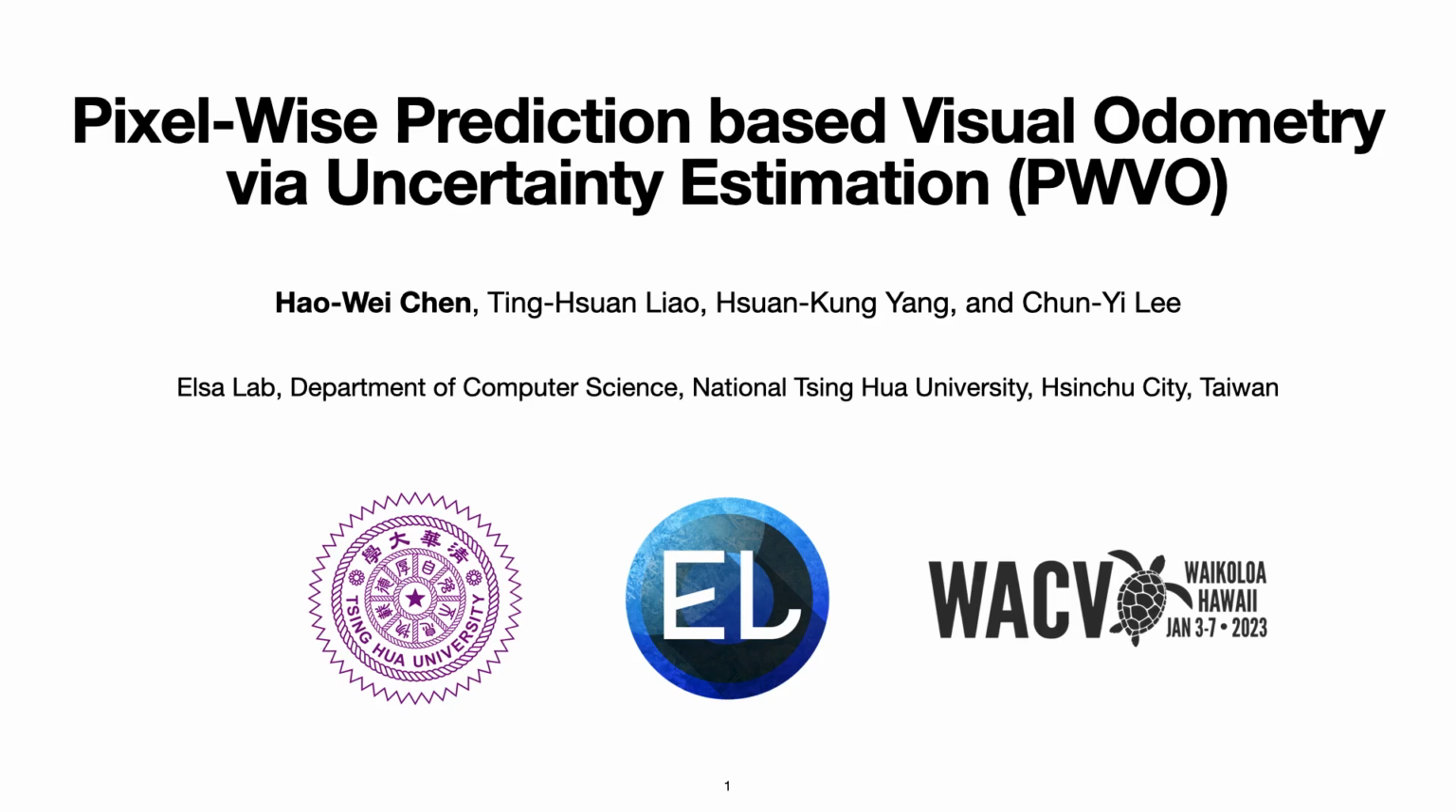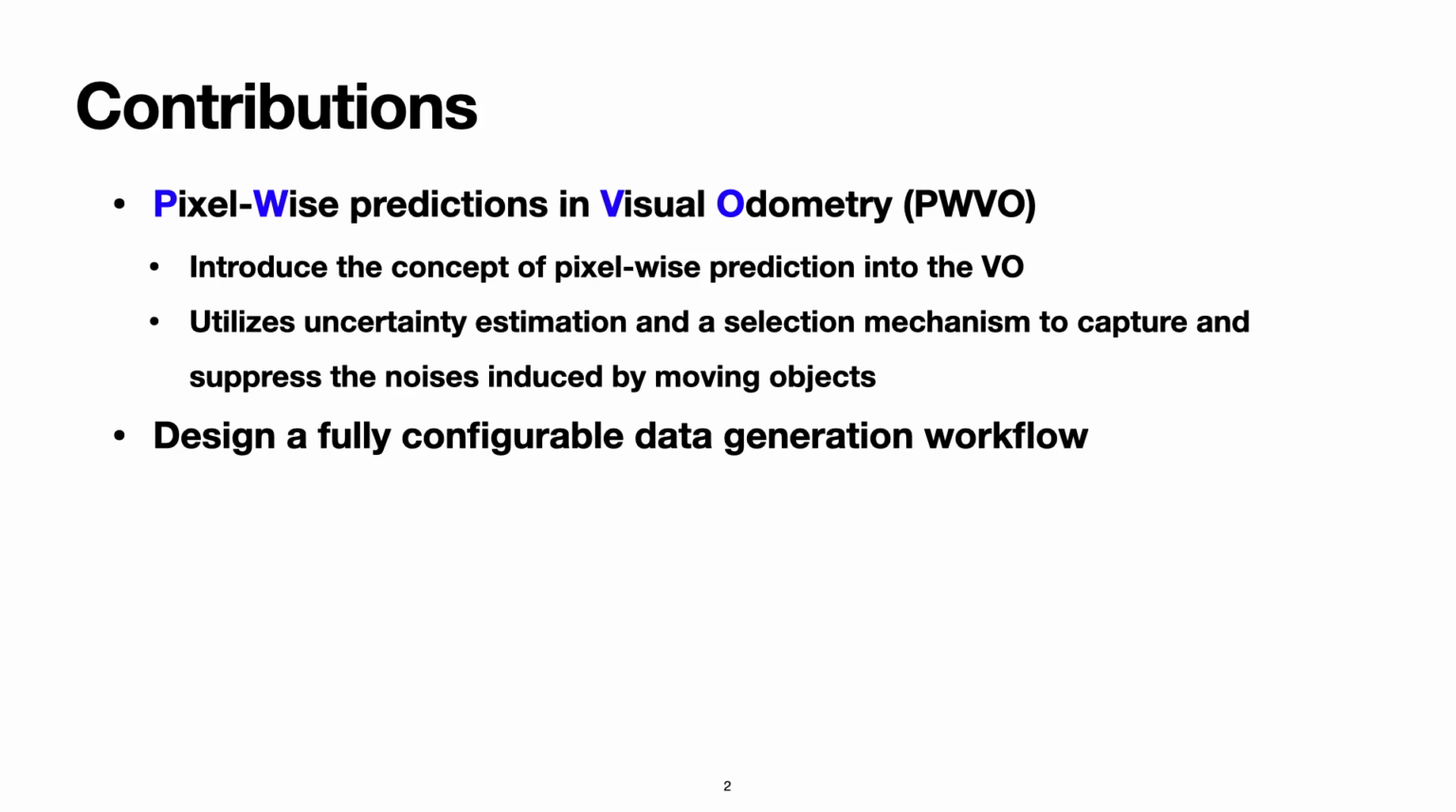Welcome to the presentation of pixel-wise prediction-based visual odometry via uncertainty estimation, which can be abbreviated as PWVO. In this work, we study mitigating the noises from the moving object for the visual odometry task. PWVO has two main contributions.